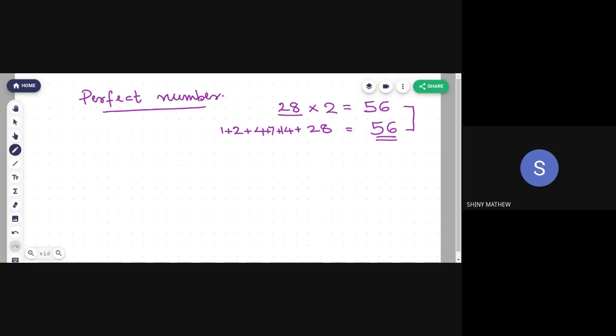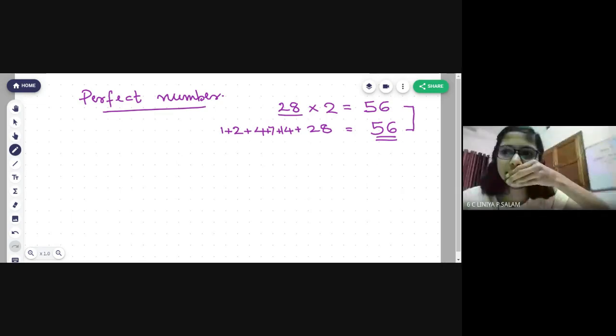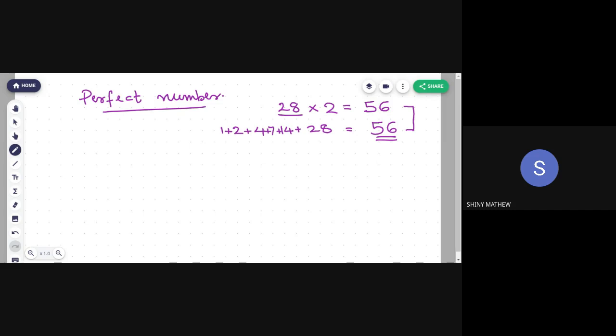Okay, we can start. Sum of all factors of a number is double of that number, then that number is called a perfect number. Studied? Okay. Yes, miss. So you can write. Below you write perfect number.